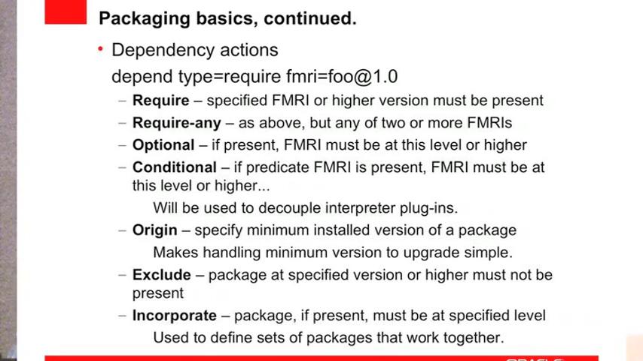So the kinds of dependencies we support today are a require dependency, which is the very straightforward one. This package has to be there at the specified version or higher. Require any allows you to specify multiple ones. You say this or this or this or this, which is handy if you need postfix or sendmail.